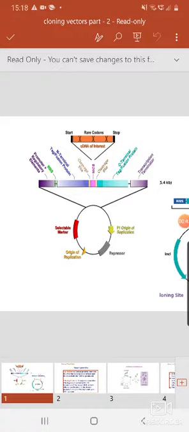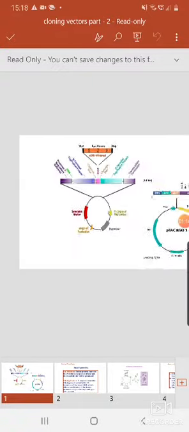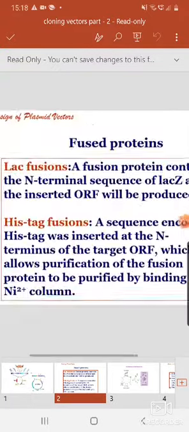Now our cDNA will be expressed as a fusion protein with the N-terminal tag protein. If we want to purify the N-terminal tag protein against which we have an antibody, we can pull the protein. The purification process will be easier if we express our gene of interest, our protein of interest, as a fusion protein. Now, what are the fusion proteins?